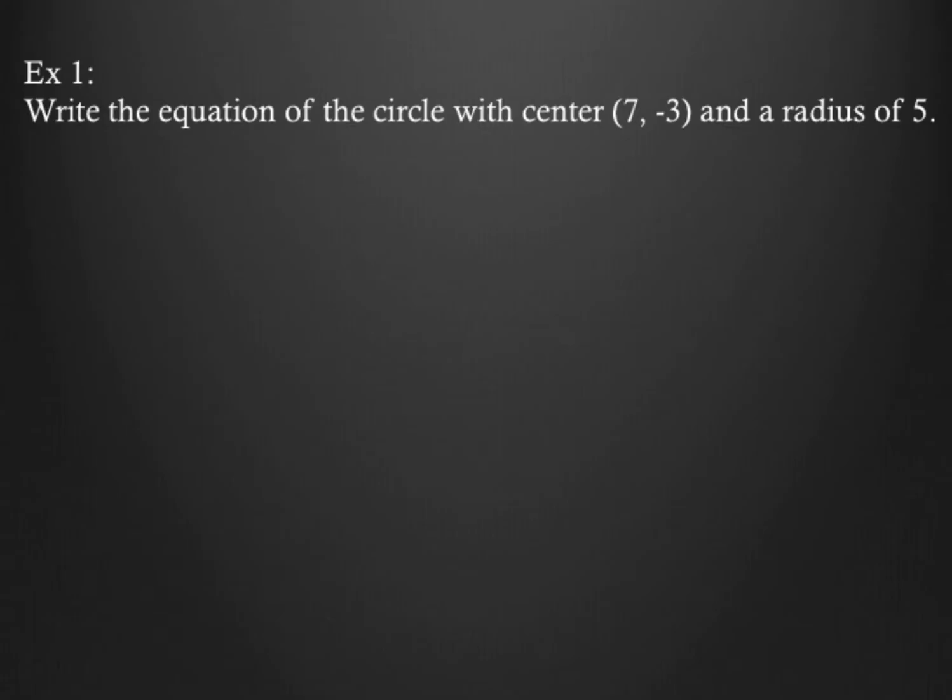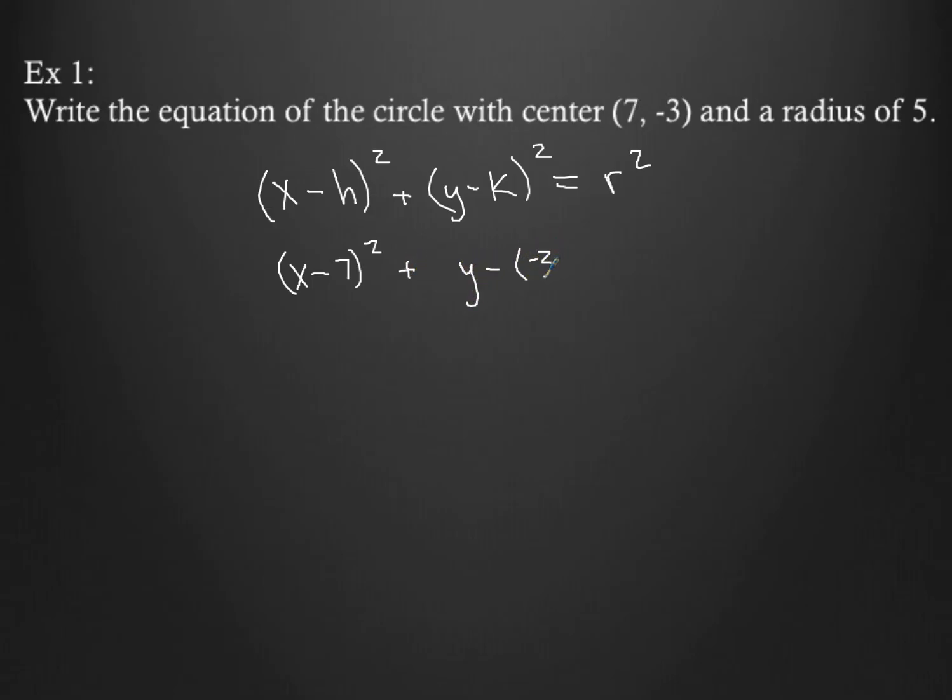So here we are, the 7 and -3. And I'm going to write this out the long way just so we can make sure we've got everything. So here's the general form right here. X minus h quantity squared plus y minus k quantity squared equals r squared. So now the h and the k, remember, they're going to come from my center. So I'm going to have x minus 7, that quantity squared, plus y minus -3, that quantity squared, and I'm told that my radius is 5, so then I have 5 squared.